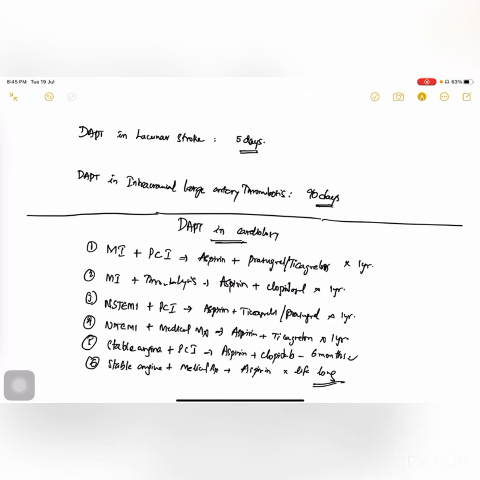So these are all the various conditions in cardiology as well as neurology where dual antiplatelet therapy is required. These are all the latest guidelines according to the API update.